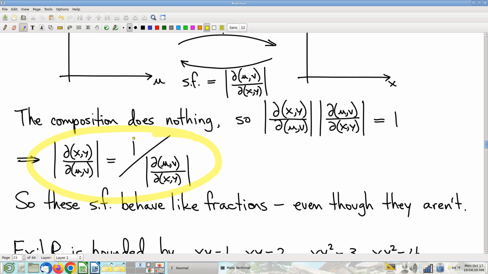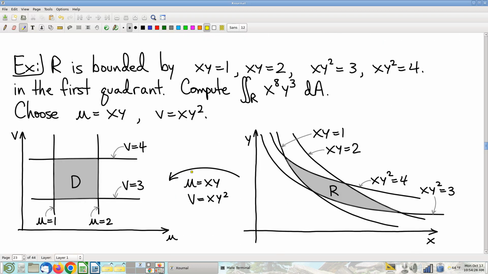We know they're not fractions, they're determinants, not fractions, but this is yet another way in which they behave like fractions. And so, yet another reason why I really like this notation. Okay. All right, so let's keep that in mind, and here's my next example.